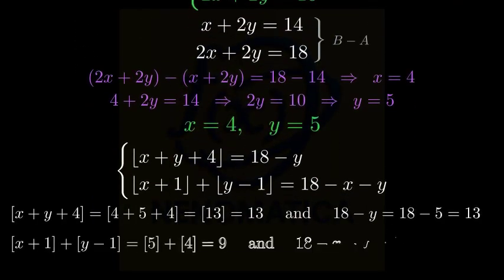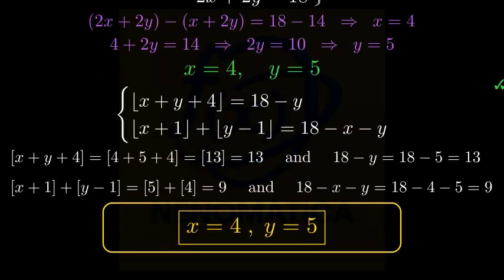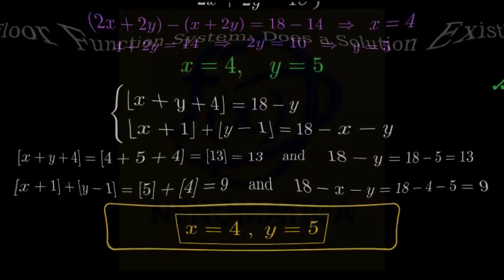Conclusion: because the floor outputs integers, the right sides must be integers, forcing x and y to be integers. Removing the brackets yields a simple linear system. Solving by elimination gives x equals 4 and y equals 5. Both values satisfy the original floor equations.